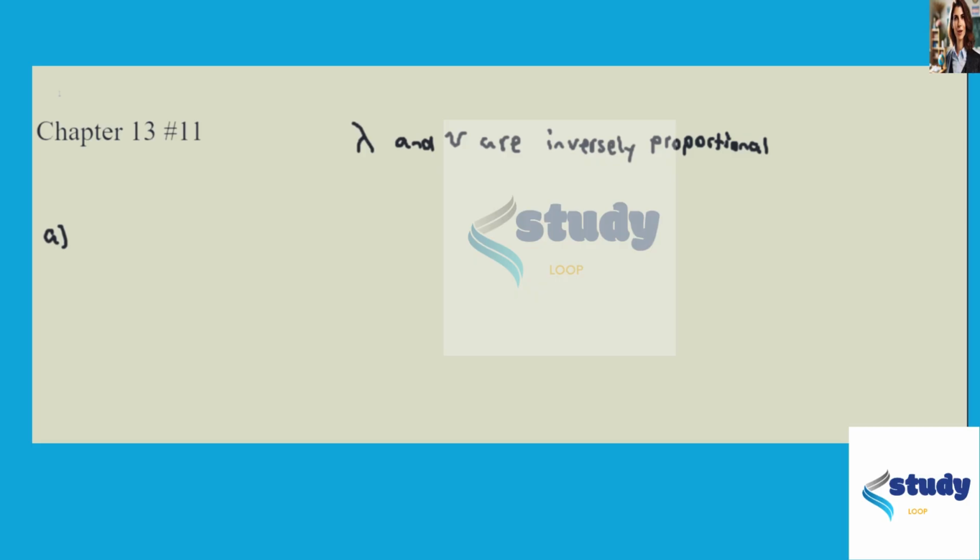This is the answer to Chapter 13, problem number 11 from the Smith Organic Chemistry textbook. And this problem gives us three sets of wavelengths. And so we're asked which of the following has the higher frequency for each of these pairs of wavelengths.